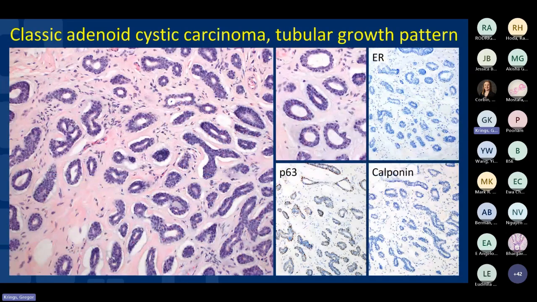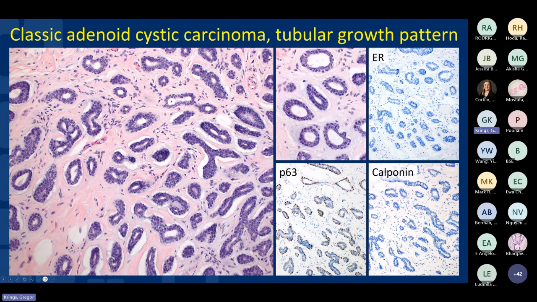This is an example of a classic adenoid cystic carcinoma with a tubular growth pattern. I think you can very easily imagine that this can be mistaken for benign proliferation and adenosis, or perhaps a radial sclerosing lesion, given these relatively bland tubular structures lined by both epithelial and myoepithelial cells.